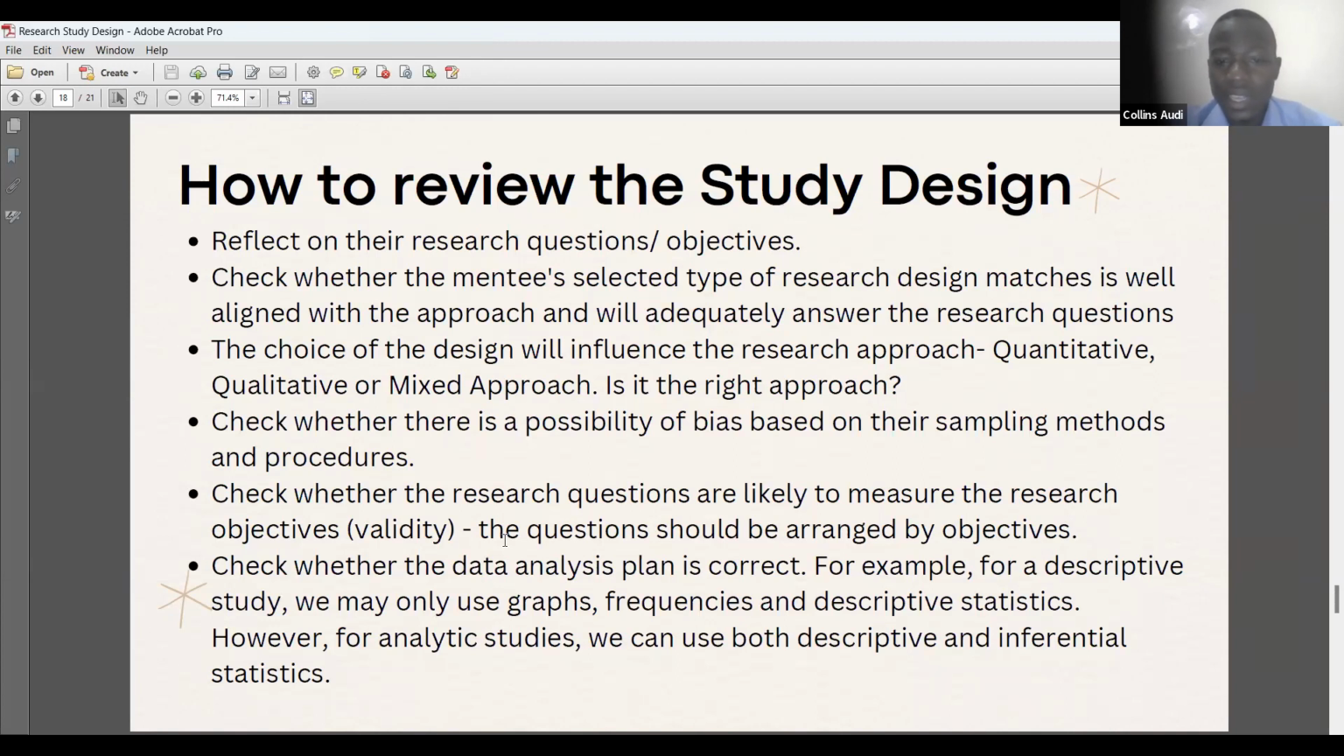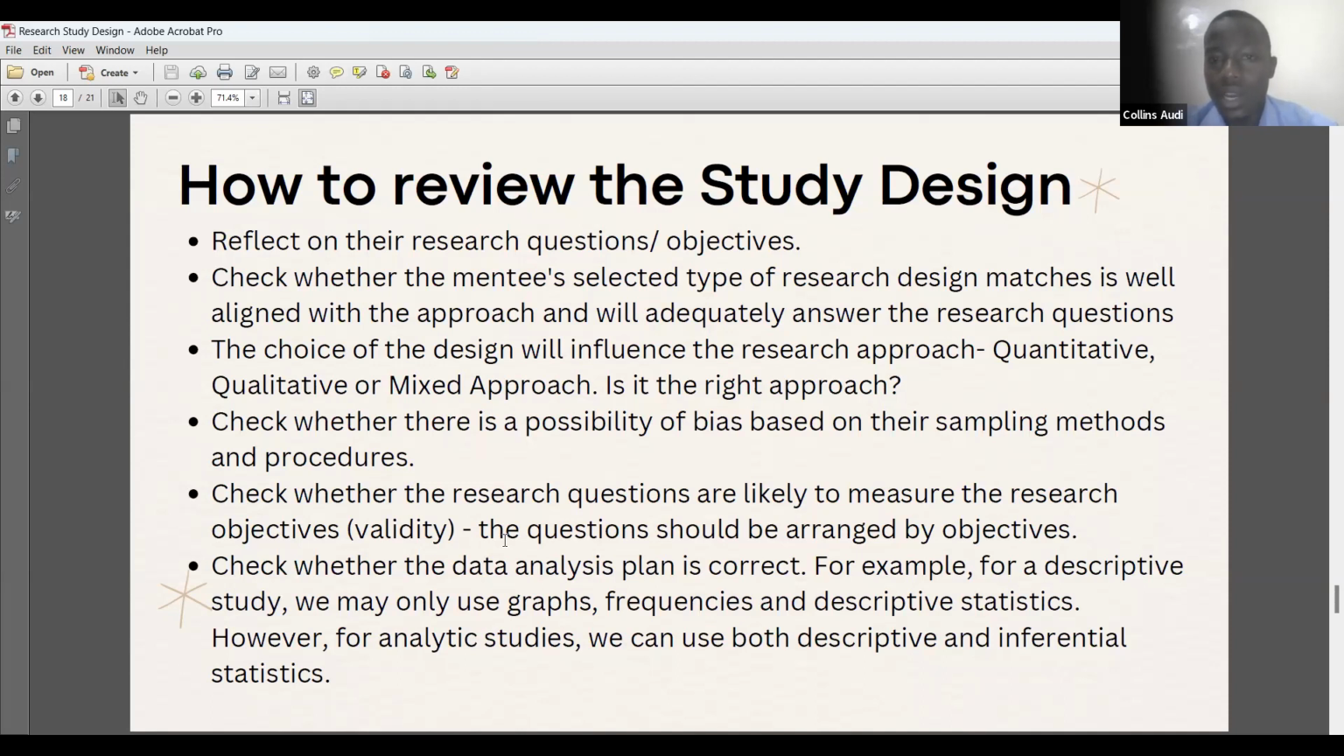Also check whether the data analysis plan is correct. For example, for a descriptive study, we may decide to use graphs, frequencies, and descriptive statistics. However, for analytic studies, because we are testing relationships and associations, we can use both descriptive and inferential statistics.